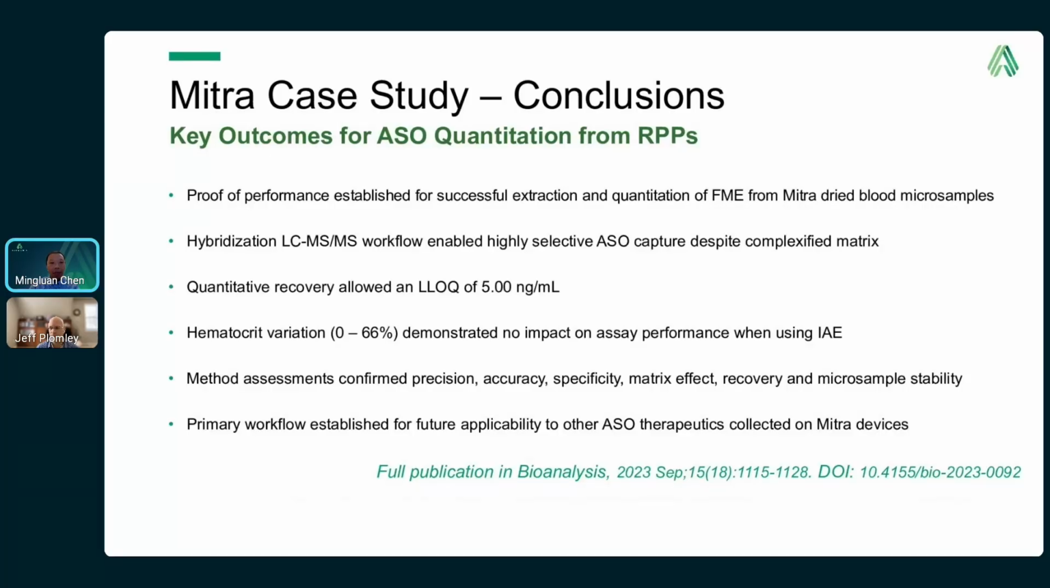Importantly, assay performance was not affected by hematocrit variation across the wide range from 0 to 66%. Comprehensive validation confirmed the precision, accuracy, specificity, and recovery. This work established a solid foundation for applying microsampling coupled with hybridization LC-MS to ASO therapeutics. And these results were published in Bioanalysis in 2023.